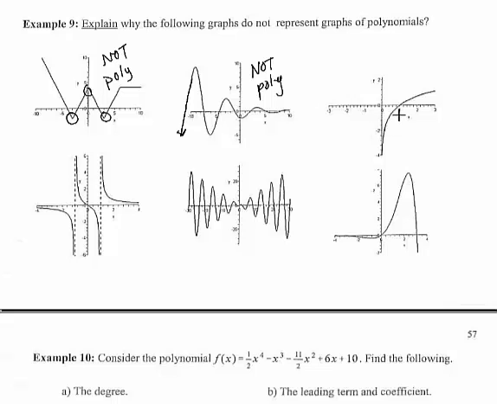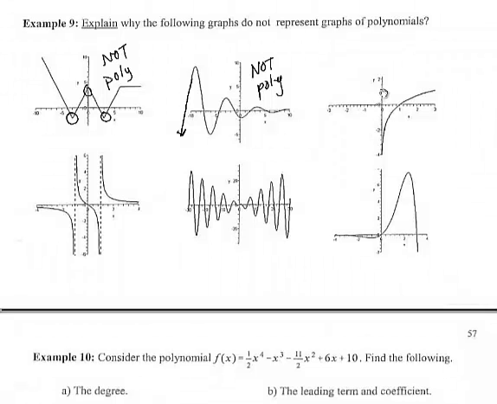Alright. This one, I would say is not a polynomial simply because we do not see it span the x-axis here. We come in from the left and it shoots straight down, and it looks as if the y-axis is a vertical asymptote.